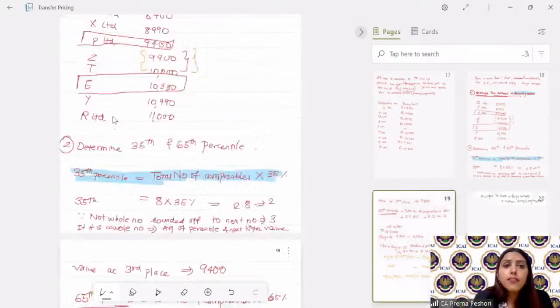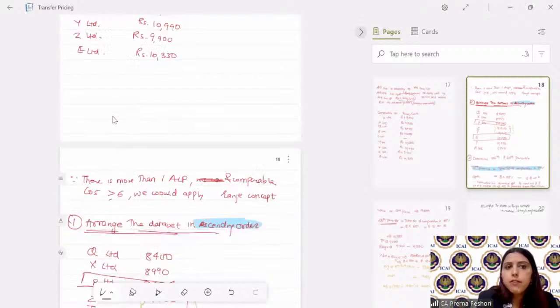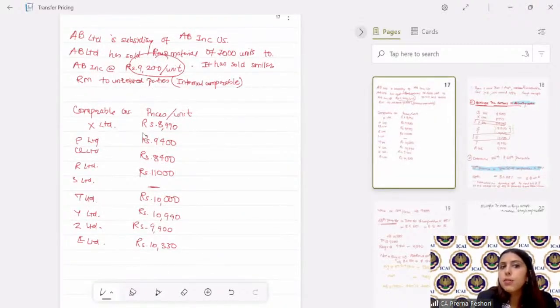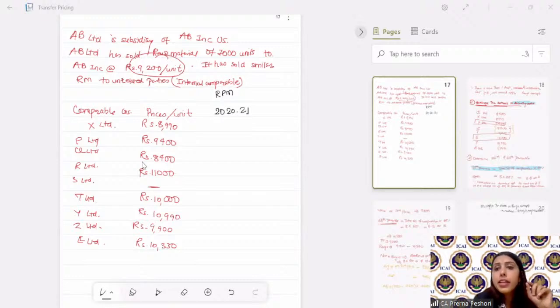So here it is CUP method, right? Here we have followed the CUP method because here we are comparing the pricing. If it would have been RPM or CPM, we could also have taken the data of, say, 2020-21 for these comparables. So what is multiple year data? You can take not just the past year data, but even the two previous years to the current year.